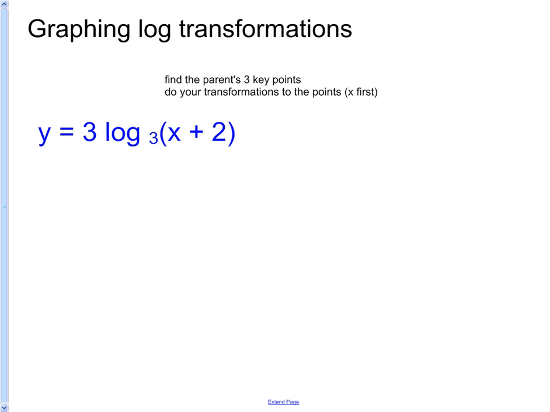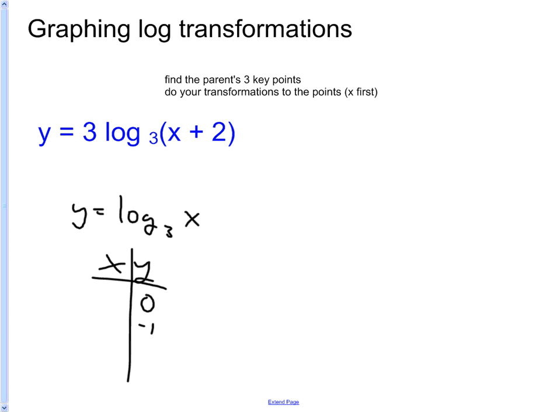Okay, so the first step in this kind of a problem is to back off and figure out what the parent would be. The parent of this one would be y equals log base 3 of x. So everybody write that down. And figure out its key points. If you learned anything yesterday, you should remember there were 3 key points. And that the key points are not things you plug in for x, but you instead plug them in for y. And you stick in what 3 simple things? 0, -1, and 1. All right.